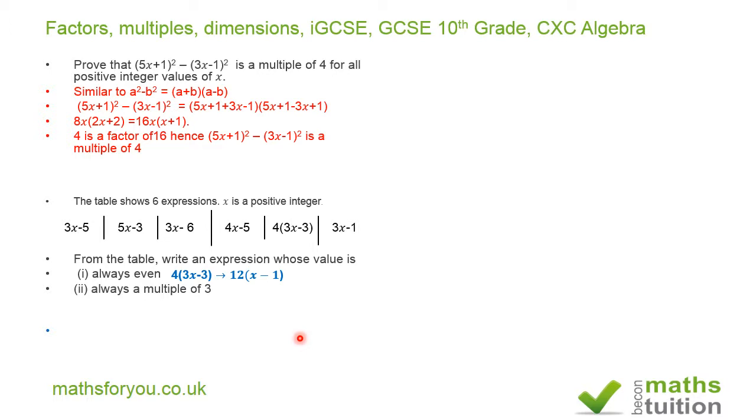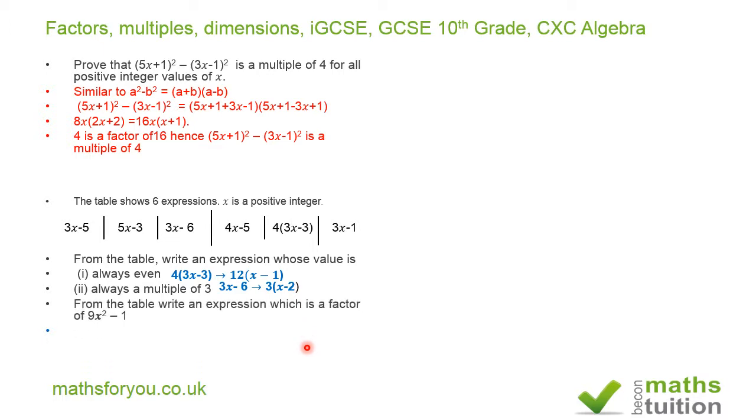Now, next one, and it says always a multiple of 3. If one of the factors of the expression is a multiple of 3, then that expression is always a multiple of 3, right? So 3x - 6 will give us 3 into (x - 2). So 3x - 6 is a multiple of 3 because it's got 3 as a factor.